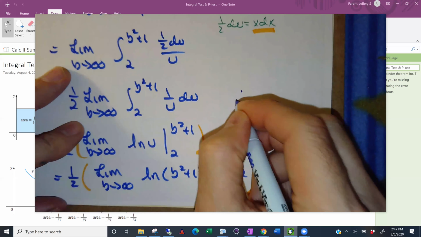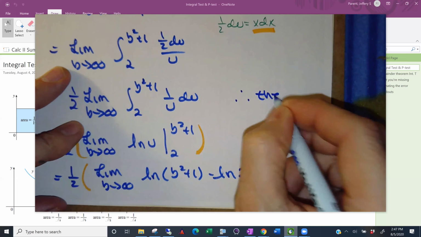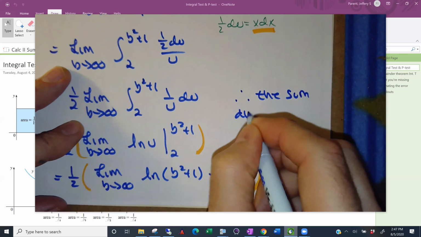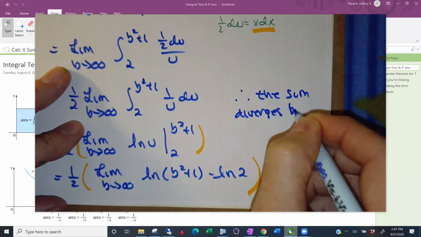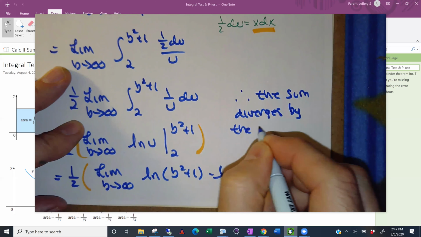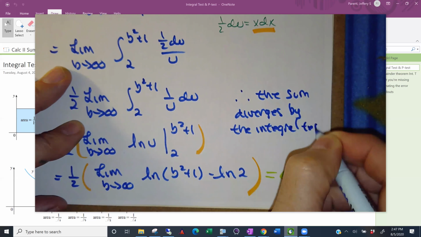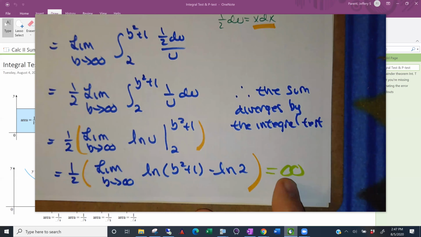So therefore, the sum diverges by the integral test. The integral diverges, so does the summation. So it diverged. Okay.